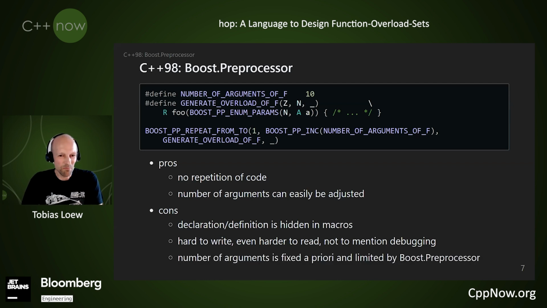And still, the number of arguments is fixed a priori and is limited by internals of Boost preprocessor, which were at that time 256, and today you can go up to 1024.